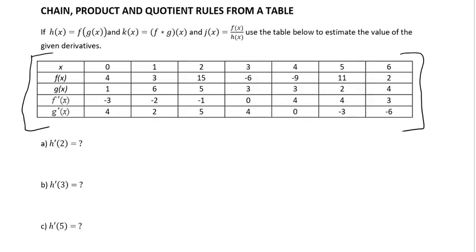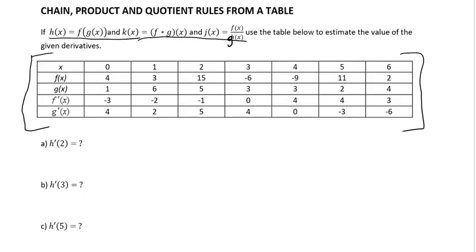Alright, so we've given some definitions here for h of x, k of x, and j of x. It says h of x is f of g of x, so it's the composite function. There's a function inside a function. That's a classic chain rule. K of x is f times g of x, product rule, and j of x is f of x divided by g of x, which is the quotient rule.